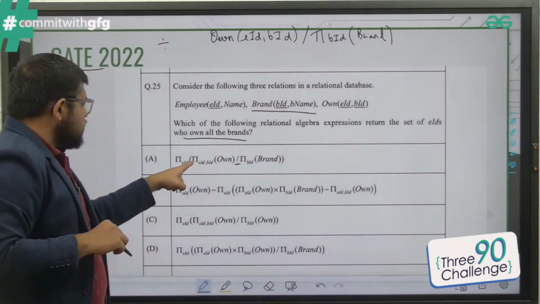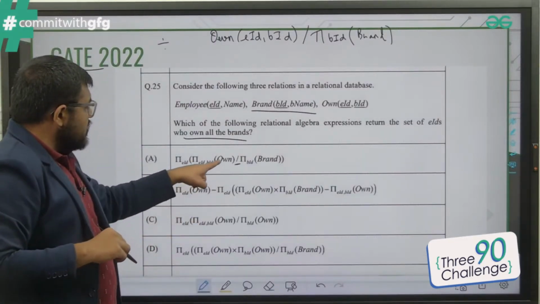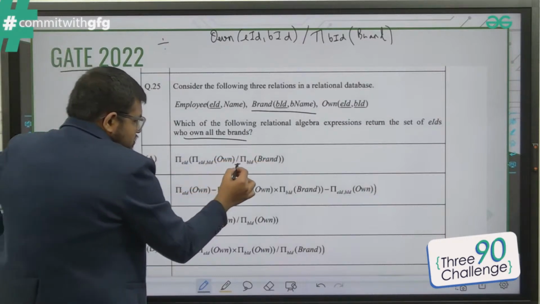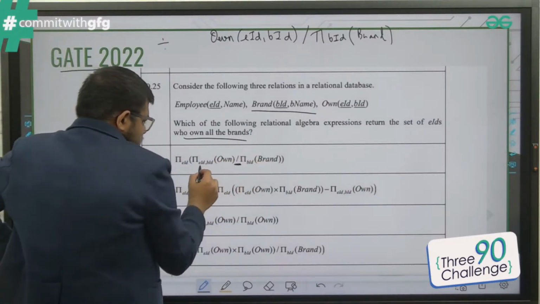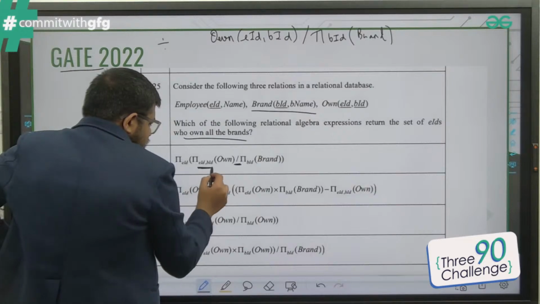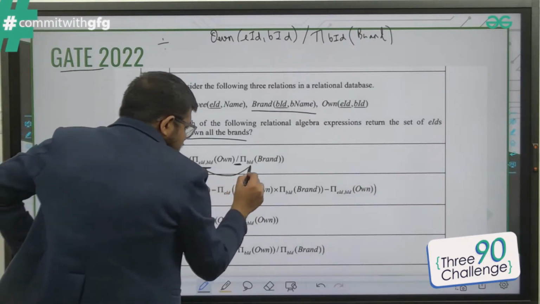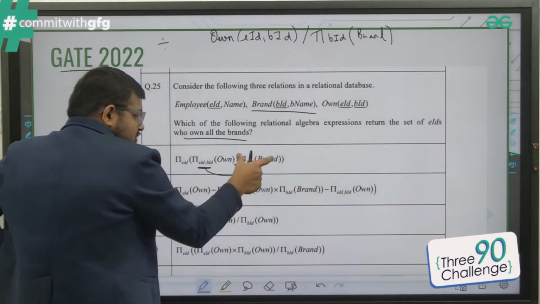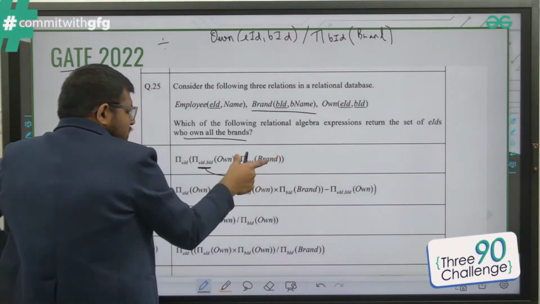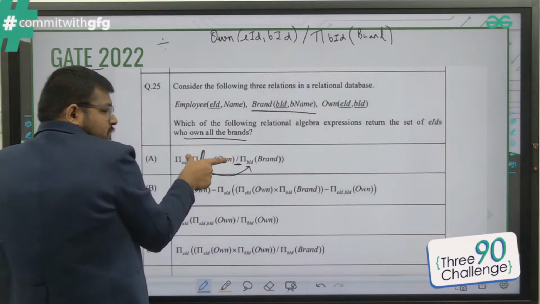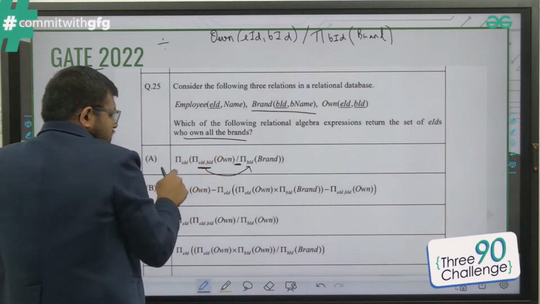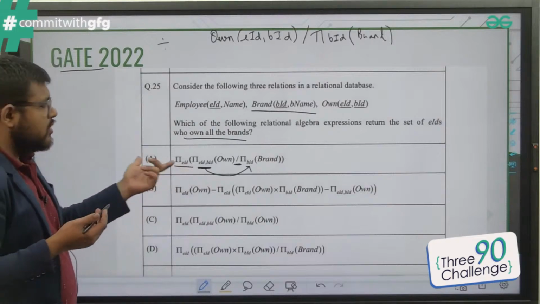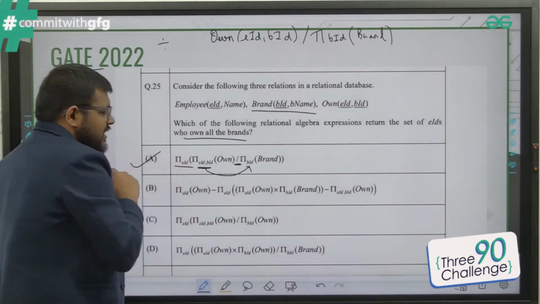You can see here: pi employee ID, brand ID, own, division, pi brand ID, brand. As soon as there is a division operator, what will this return? It will return the employee ID of all the employees who are associated with all the brand IDs in this own table. Remember, they are associated with all the values in this table, and the association is here. After that they have again taken the projection of employee ID, but even if you do not take it, it will be okay. So your option A is correct.